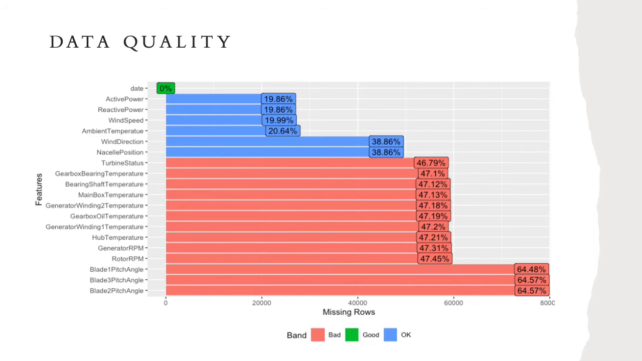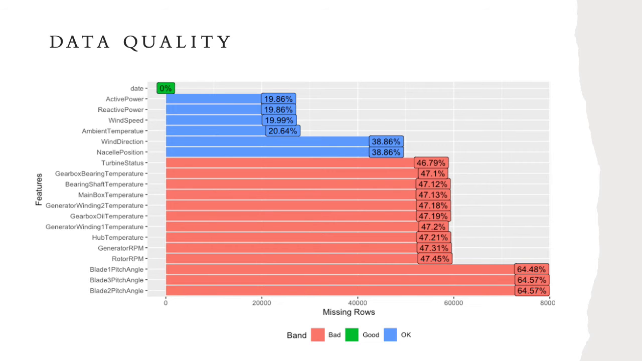So when I looked at the overall data, there was a lot of missing data. From the original data set, you can see here in this chart that anything that's in the red bands means that there's a lot of missing data. It's not that great. In the blue bands, the data is okay, and in the green, it's good.